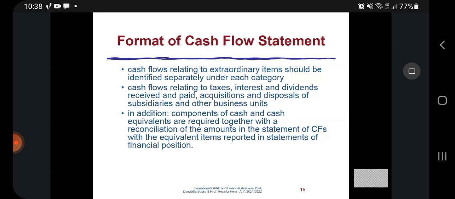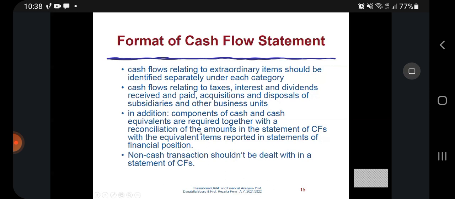That means that whenever you prepare the cash flow statement, by the end of the statement you should show that actually the sum of the three categories is equal with the difference in the cash account from opening balance to the closing balance. So from one balance sheet day to the other. We will also show this through an illustrated example later.